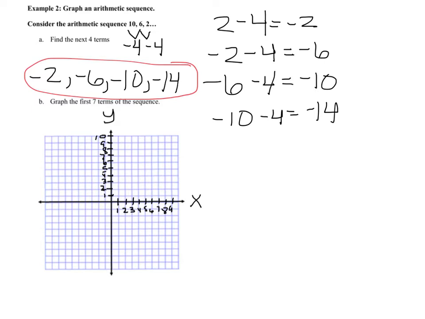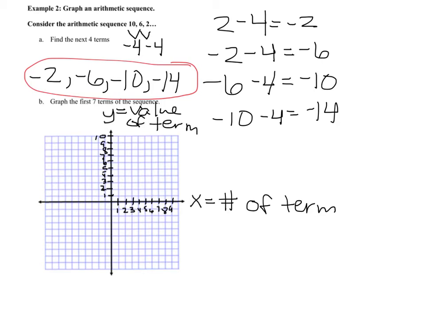Now we can go ahead and graph all of these terms, so the 4 that we came up with and the terms that they gave us originally. In this case, x is going to be representing which term, so number of terms. So is it the first term, is it the second term, the third term we're talking about, and y is going to represent the value of the term. So let's go ahead and do this.